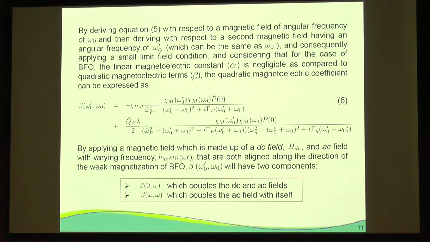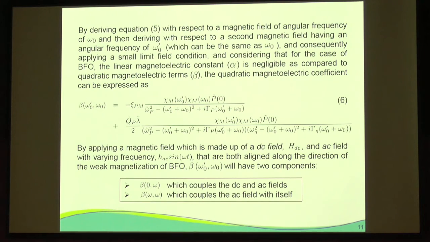Now, if you derive the equation that I showed in the previous slide with respect to a magnetic field, because here we are interested in the quadratic response, we are supposed to apply two fields. A first magnetic field with the frequency of omega, and then a second magnetic field with the frequency of omega prime. So in the simulations that I will show later, we applied two magnetic fields. One of them a DC field, and the other one is an AC field with the applied frequency of omega. So if you do that, you will have two components of this quadratic magnetoelectric response. The first component is a term that couples the DC and AC field. From now on, we call it beta 0 omega. And the one that couples the AC field with itself, from now on to be called beta omega omega.